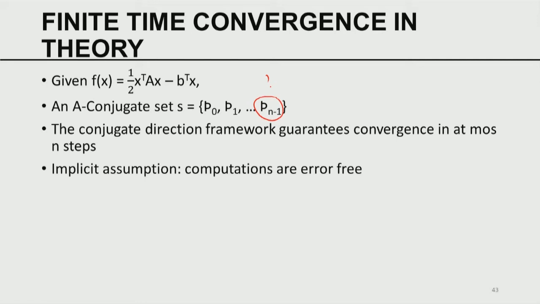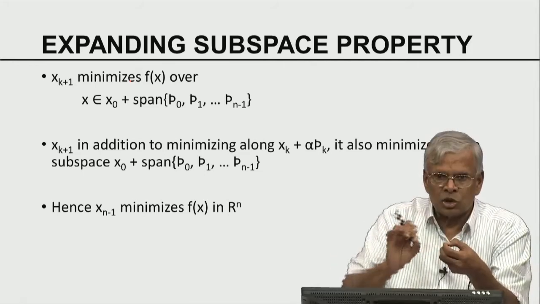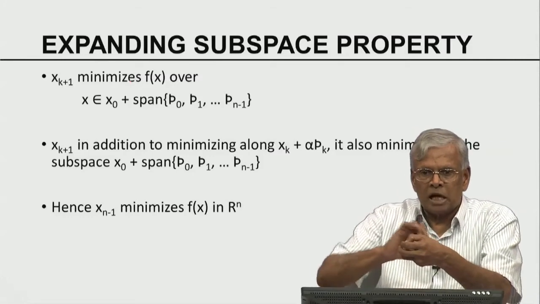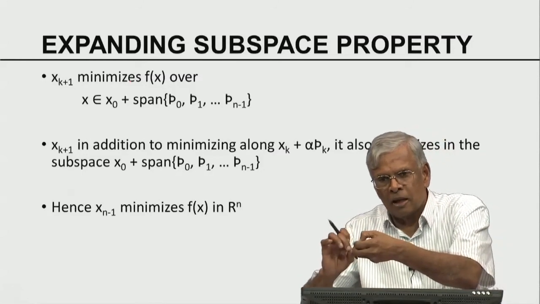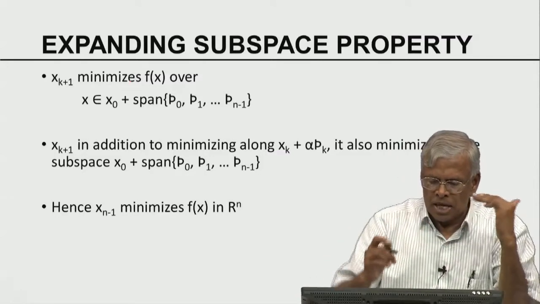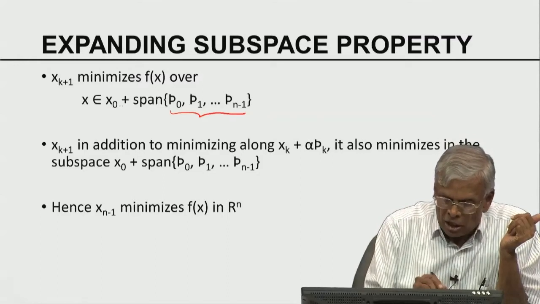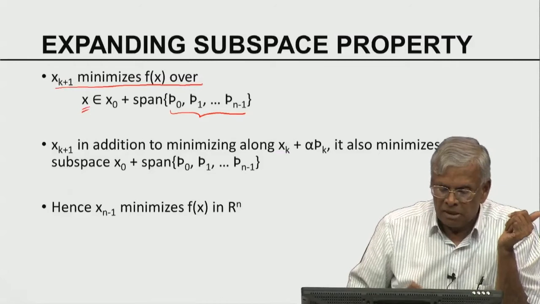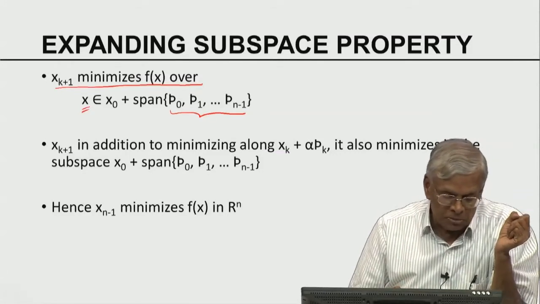So what is the basic idea? The basic idea is xk plus 1 minimizes over a subspace, and the subspace is expanding. So x1 minimizes over p naught, x2 minimizes over the span of p naught and p1, x3 minimizes over p naught, p1, p2, and xk plus 1 minimizes over the span of p naught, p1, p2, up to pk. In this way, when I consider all the vectors p naught through pn minus 1 and their span, and x naught plus the span, the x in that set that minimizes f of x is the minimizer. That is the fundamental relation that comes out of this expanding subspace property.